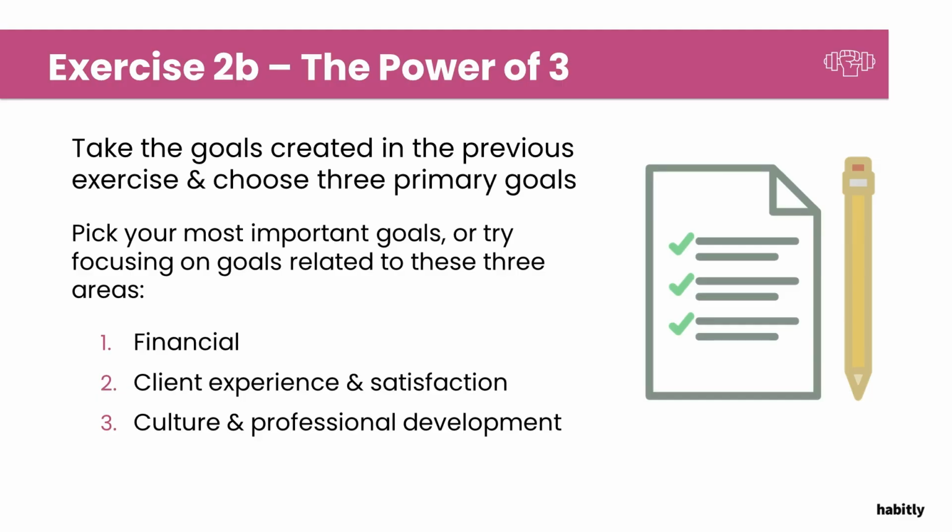Next, let's try a different exercise, the power of 3. Remember we talked about that? Now take the goals you defined in the prior exercise, 2A, and update them so you have 3 primary goals, no more than 3. Try creating goals related to these 3 areas.